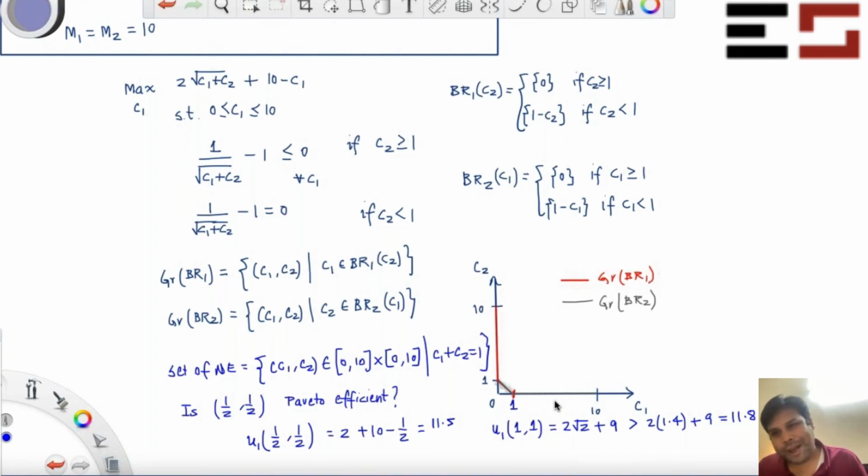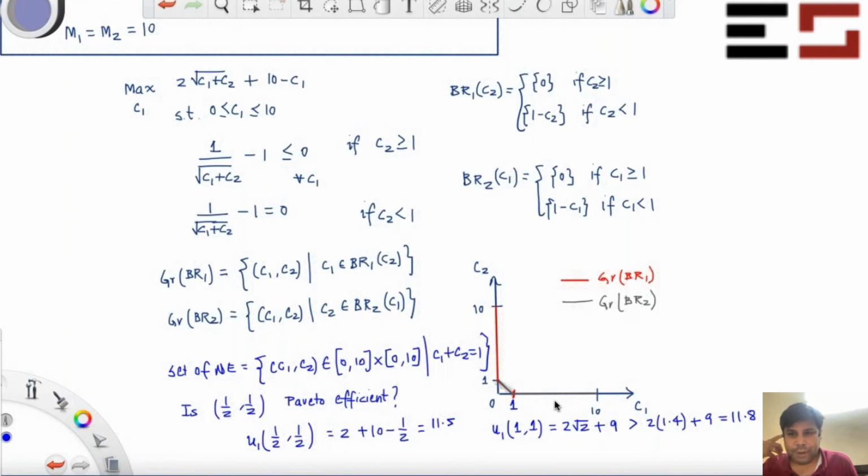So Nash equilibrium, of course, may not be Pareto efficient. You have also seen that in the Prisoner's dilemma case. In the Prisoner's dilemma, the Nash equilibrium is the only action profile which is not Pareto efficient. All the others are Pareto efficient. So Nash equilibrium may not be Pareto efficient, and this is one very important thing.